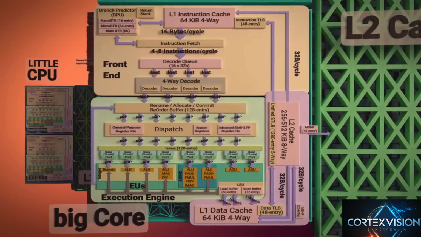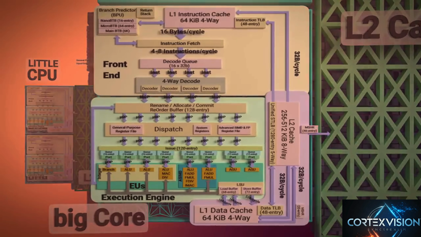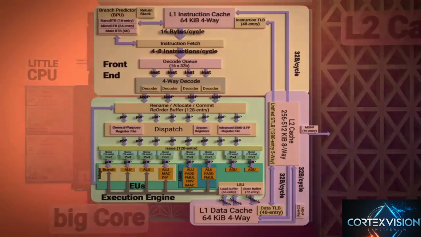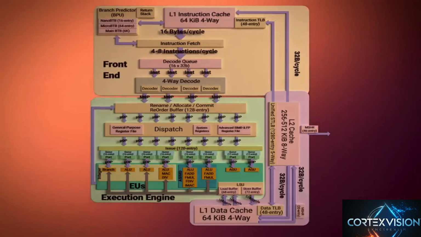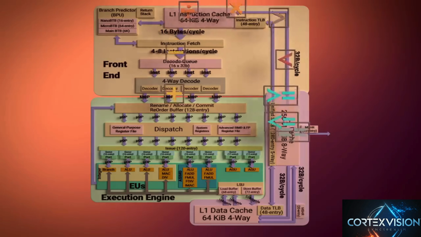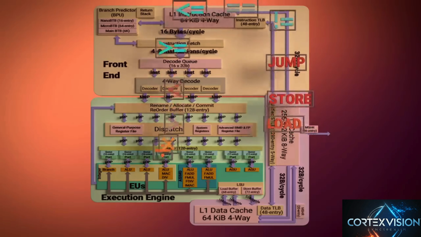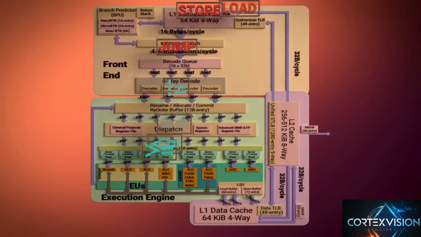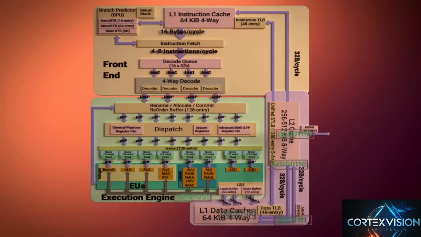There is a ton of information in this block diagram, and we're planning on making an entire series to explain it all. But for now, here are the CPU's memory caches. The instructions such as add, multiply, load, store, compare, jump, and many more flow this way, and the actual data being processed flows this way.